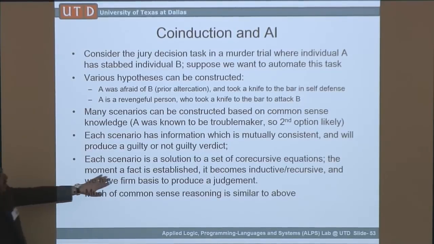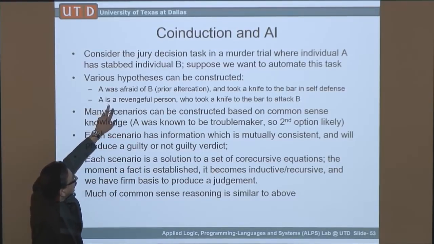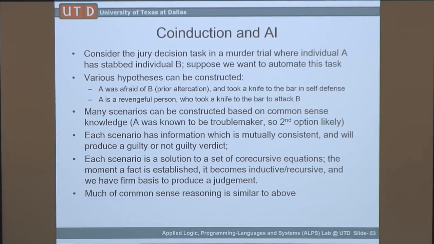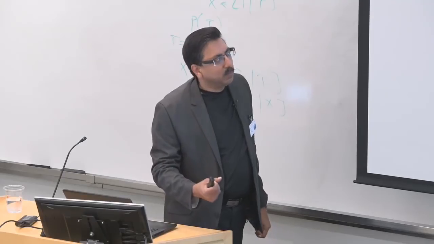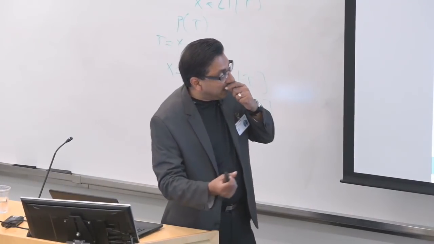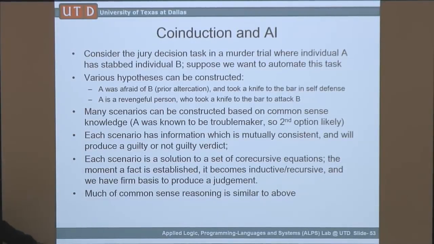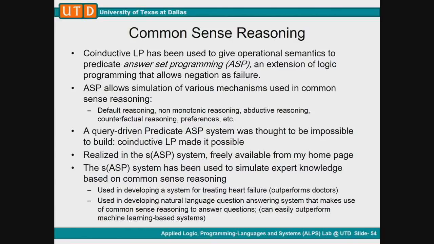The moment you establish a fact, basically, well, this guy is revengeful, you can immediately conclude that he should be punished. But you conclude that if he did it in self-defense, then he should not be punished, etc., etc. So much of common sense reasoning is very similar to above. And as I said, you need co-induction.